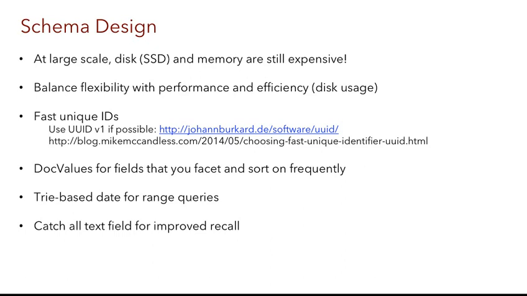And there's been some research done by Mike McCandless. He's one of the Lucene committers. And what's the fast unique ID to use? We found that using the UUID version 1, which there's a Java implementation out there. So if you're doing this, this would be a good thing to look at. The licensing around that prevents us from actually shipping that with Solr, but you could definitely use it in your app.